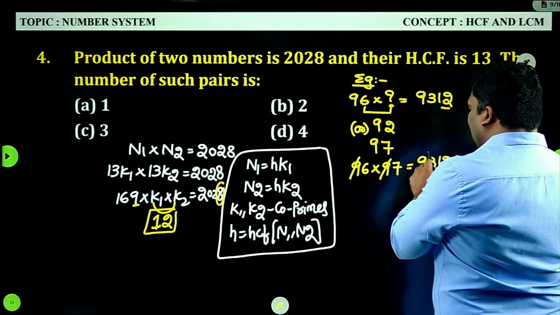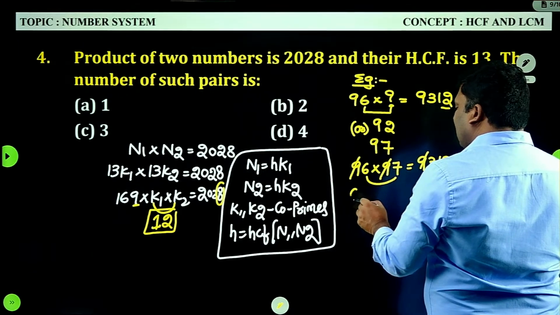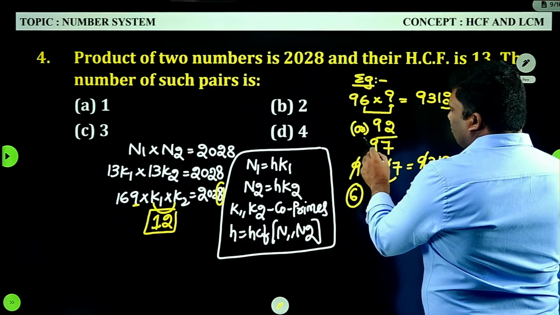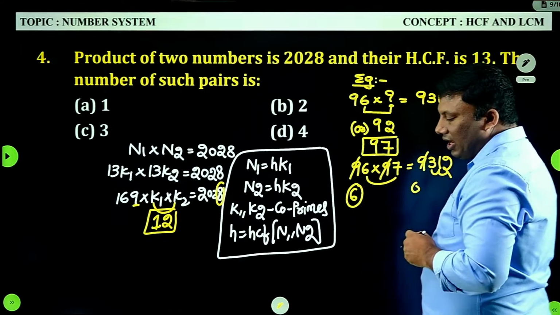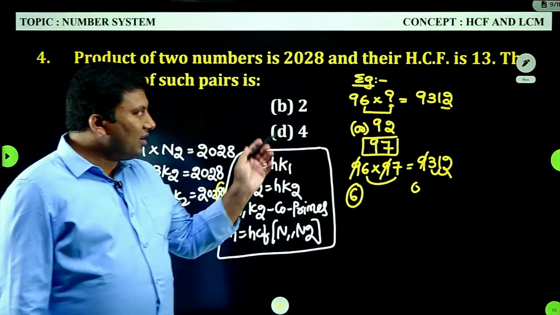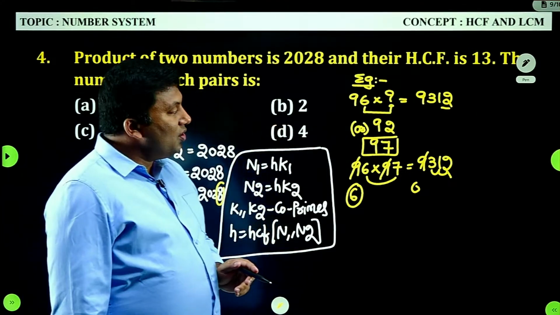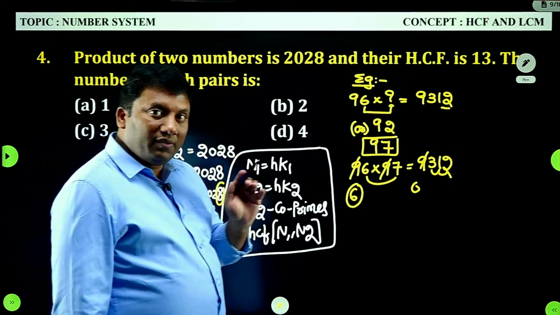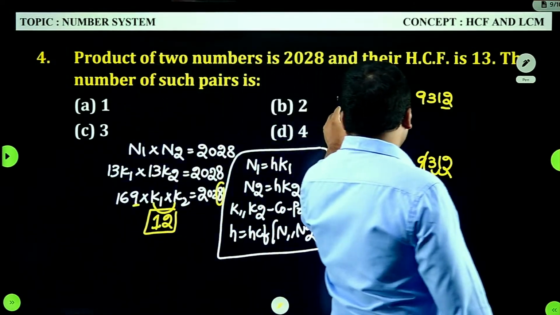9 eliminated. 6 sevens are 42. 4 plus 2 is 6. Here also 6. So the answer for this question is 97. Whether it is a 3-digit number, 4-digit number, or 5-digit number, this is a simple example. I will do one more example.